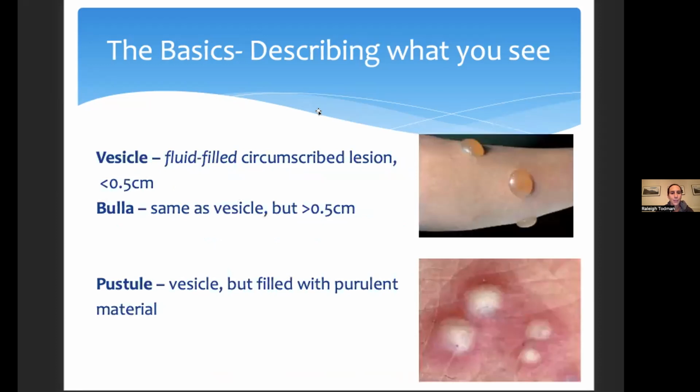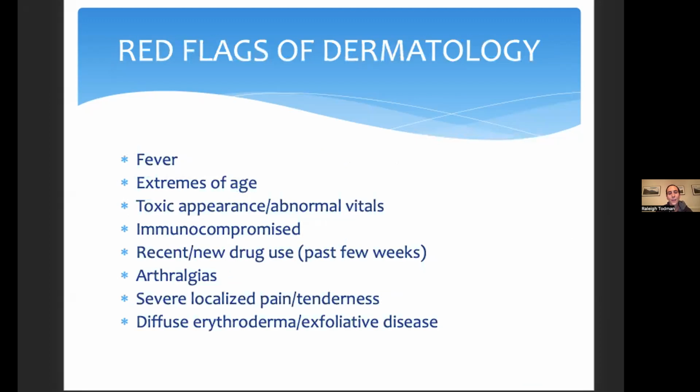Still more vocabulary, basics, vesicle, we do see these, fluid-filled circumscribed lesions less than a half a centimeter, and bulla is the same but larger than half a centimeter. And pustule is pus-filled vesicles. So those are your basic, we use the word blister a lot for these things. It's not accurate. Try to use vesicle or bulla if you can, to be more elegant.